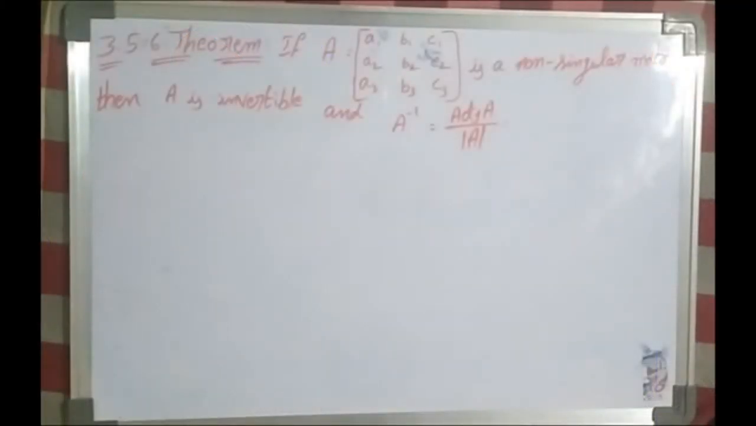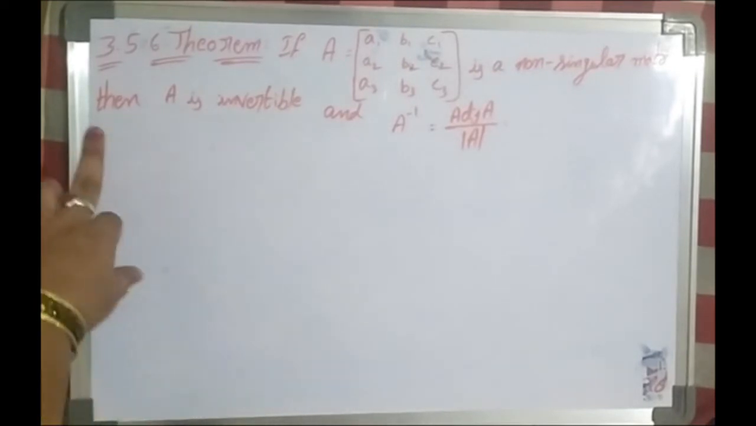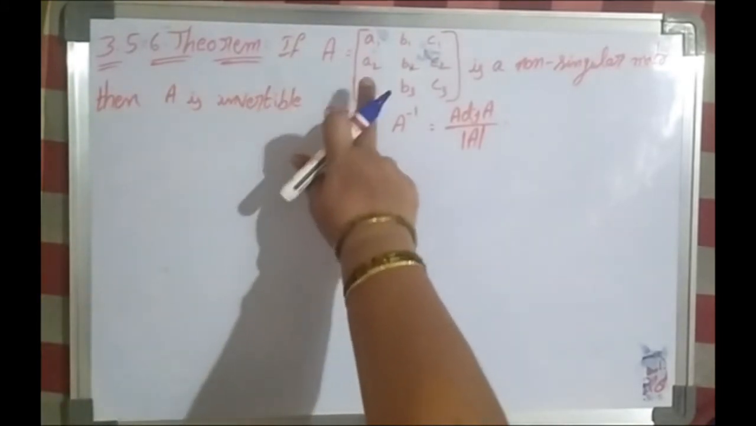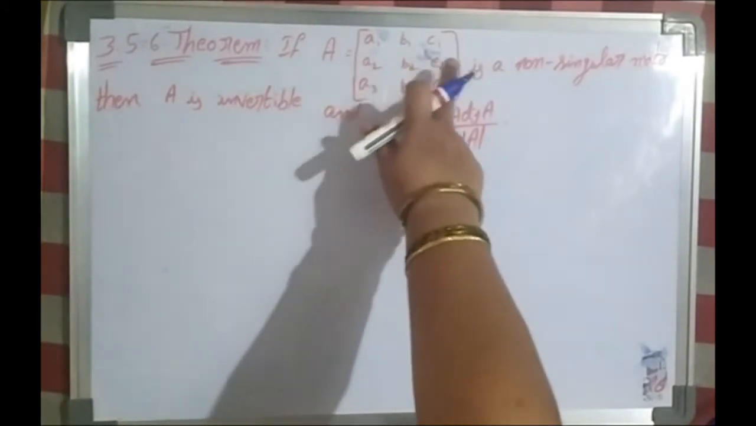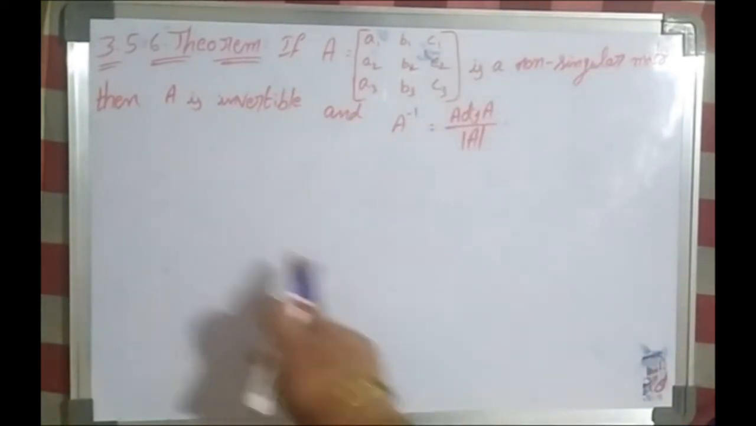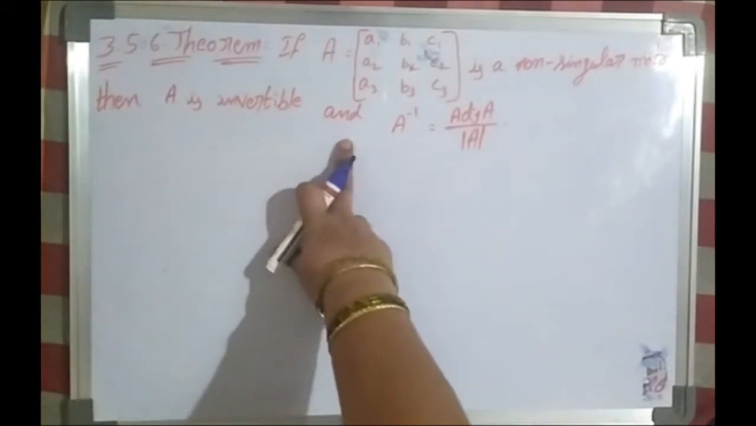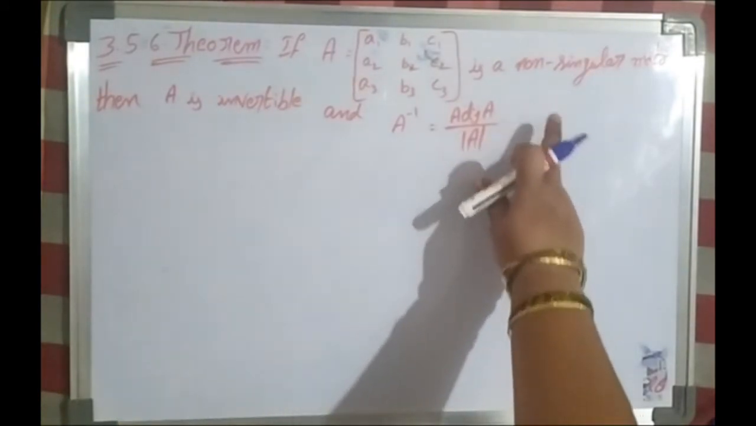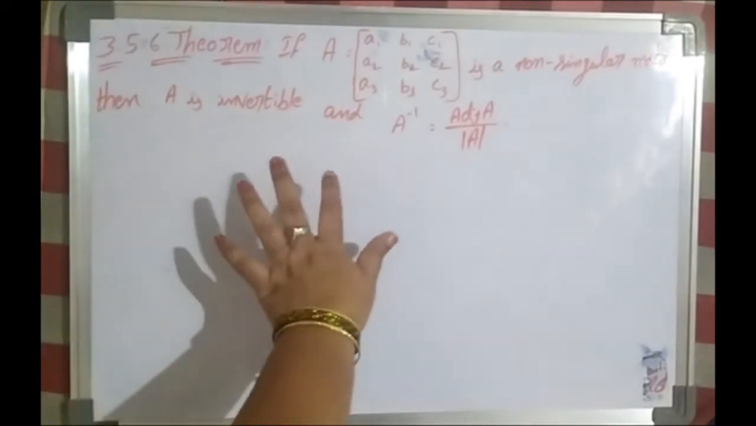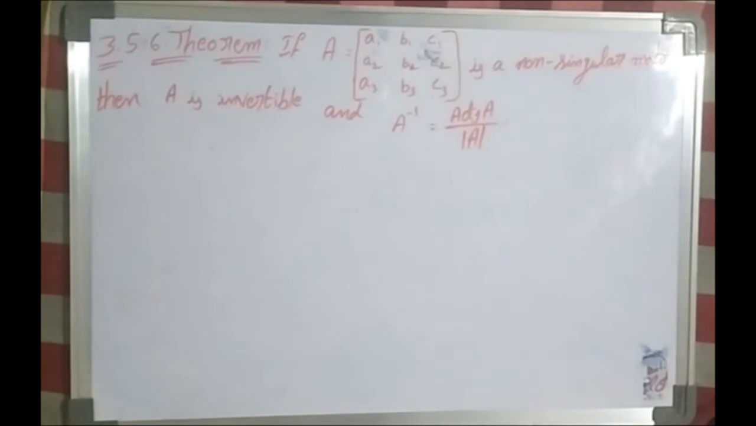Hi friends, in this video we will discuss another theorem in the chapter Matrices. Theorem 3.5.6. The statement of the theorem is: if A equal to [a1 b1 c1; a2 b2 c2; a3 b3 c3] is a non-singular matrix, then A is invertible and A inverse equal to adjoint A by det A. This is our given theorem statement.